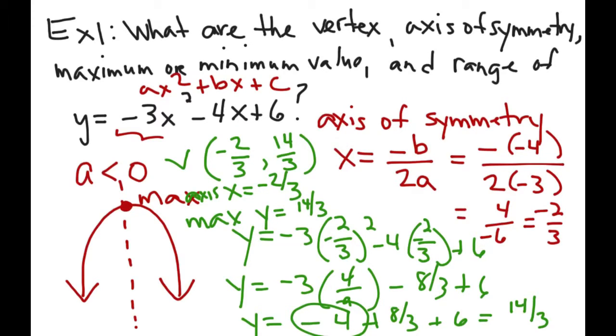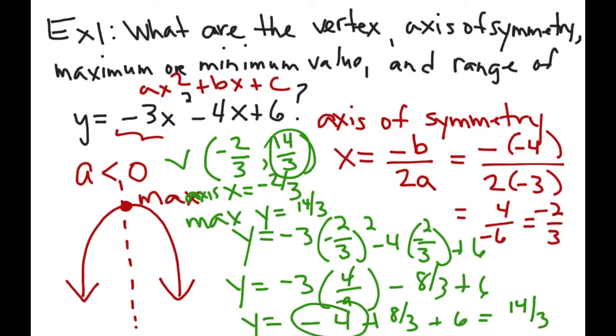So then the next question is, what's the range? Well, the range are all the y values for which this graph exists. The highest point it exists at is 14/3. And then all the rest of the graph is below it because the graph opens down.